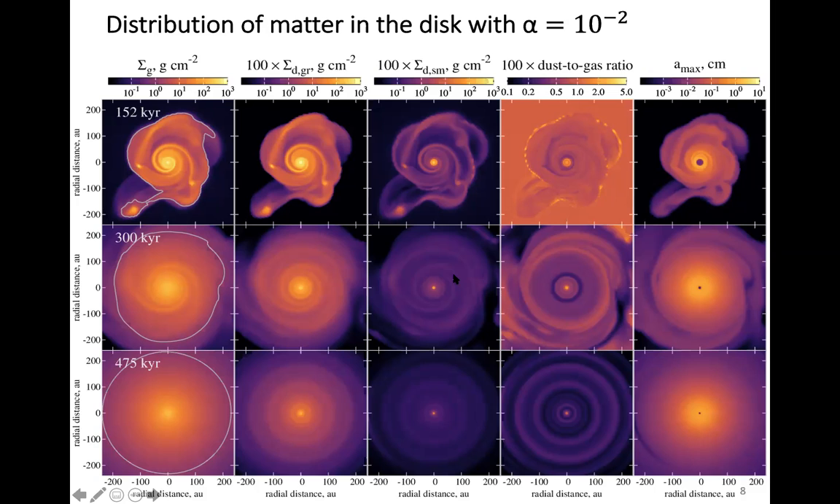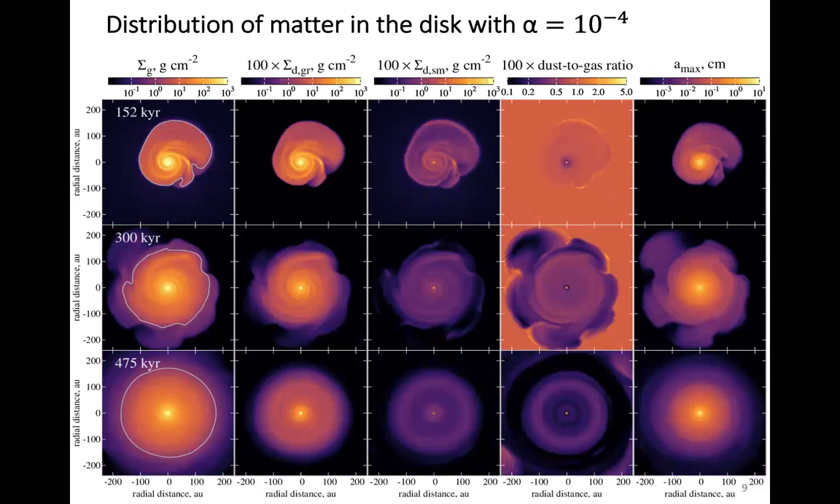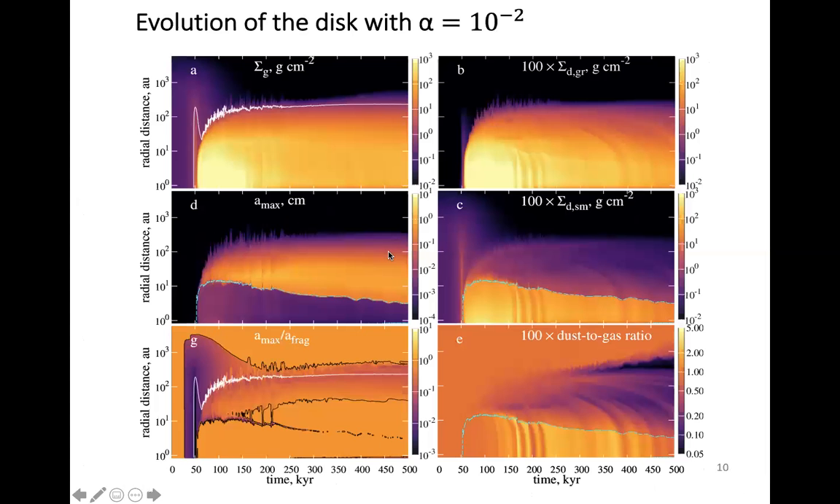If we compare that to the same picture for the 10 to minus 4 alpha model, we see that it is nearly the same, except the disk is a little bit smaller, and it is not as gravitationally unstable because of the lower alpha parameter. And we can see that in dust size, there is no cavity in the inner disk. This is one of the main differences between the models.